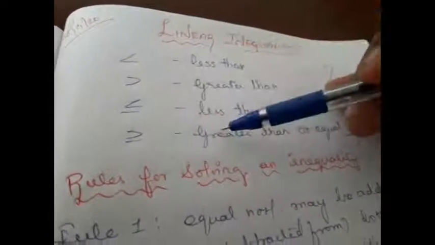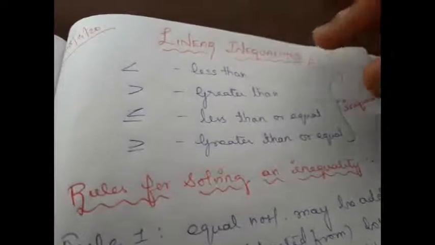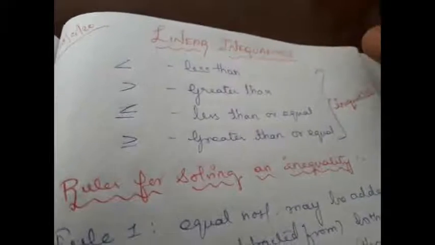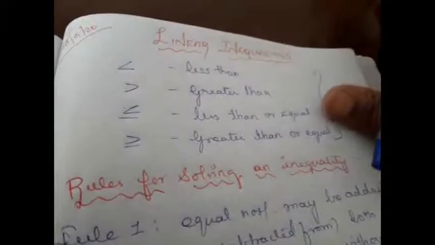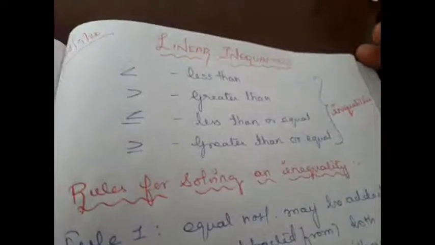If we have any one of these four things in our statement, we will call such an algebraic statement an inequality, right? If the degree of that algebraic statement is 1, we will call it a linear inequality.